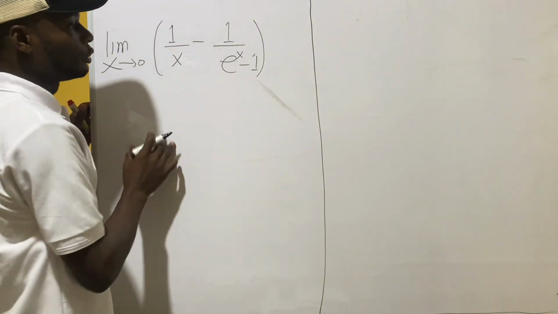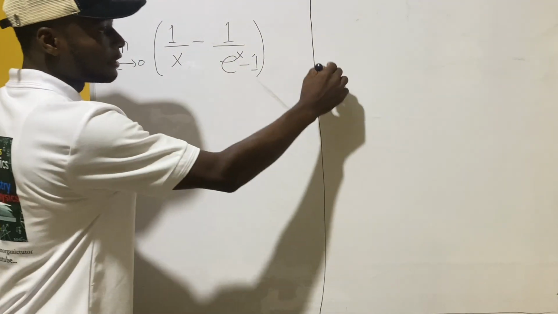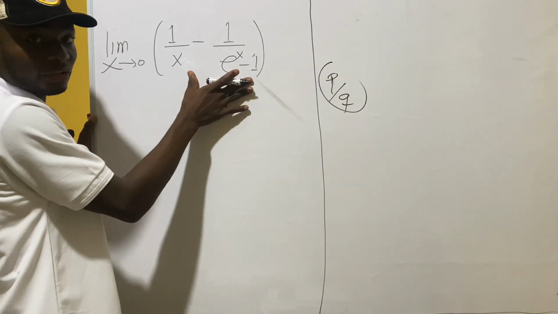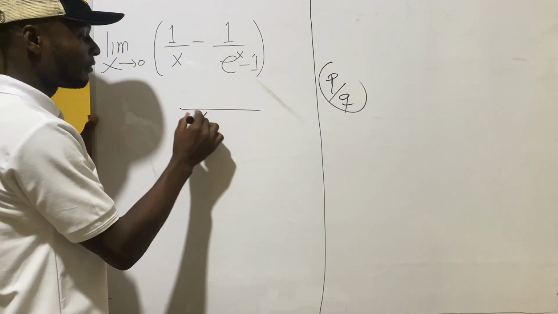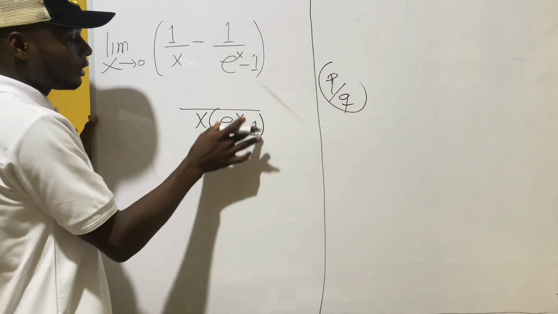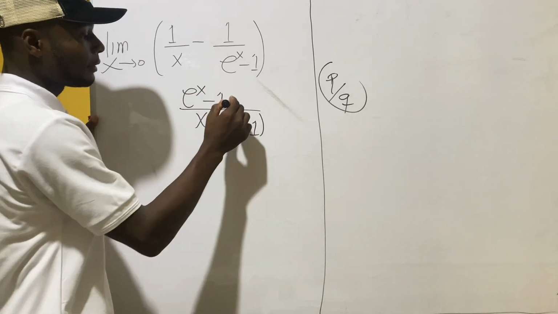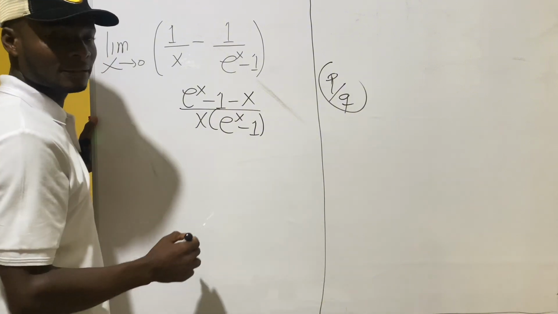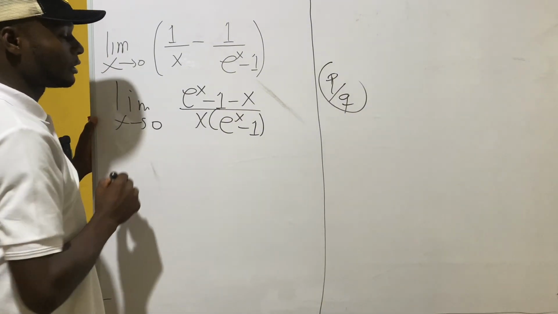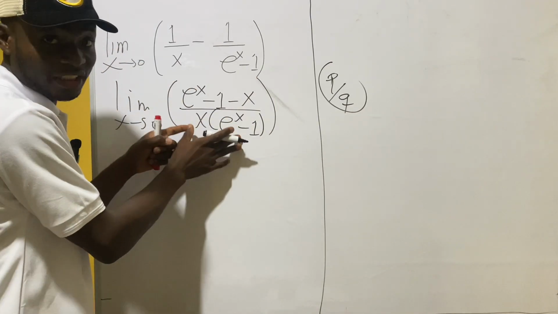let's try to make this become a rational function, that is p over q. So when you find the LCM for this, you're going to have x times (e power x minus 1). This goes here, so we have minus x. So of course, we are going to have the limit as x approaches 0 of this particular function. Now we have a rational function.